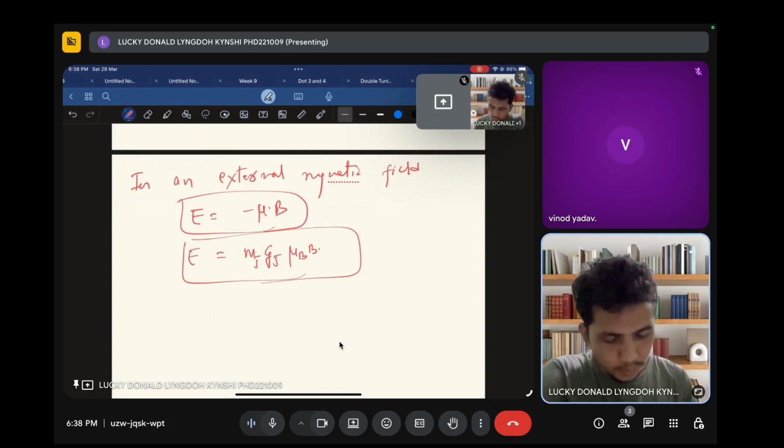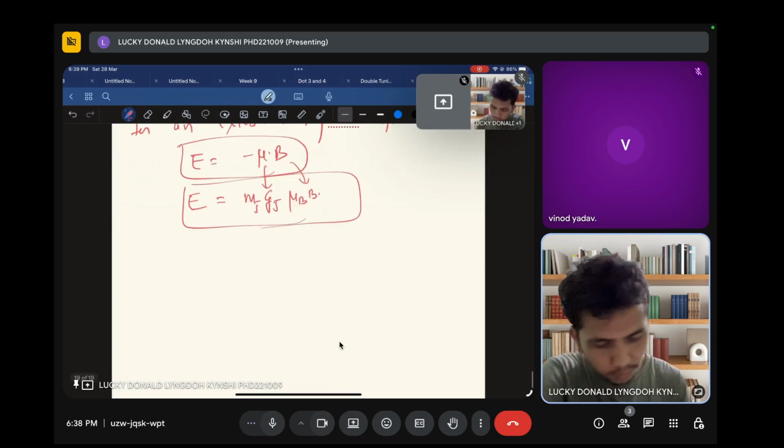Okay, so fine. Why do we need this energy term? You will see very soon why we need this energy. So energy is equal to minus of mu dot B. This is B and this is mu. You just substitute mu is equal to minus of GJ mu B J, right?